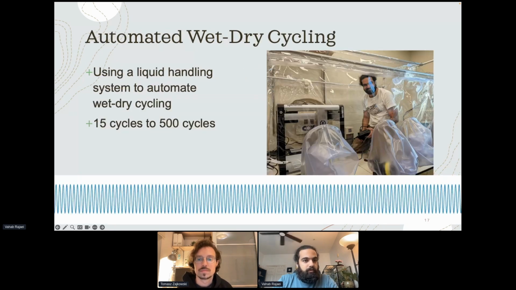Now, next we are trying to do more cycles. So 15 cycles is nowhere near what has happened through the course of the origins of life. And so we're creating a robot. This is me inside of an anoxic chamber, setting up a robot that we're going to be using to do this for much longer timescales.